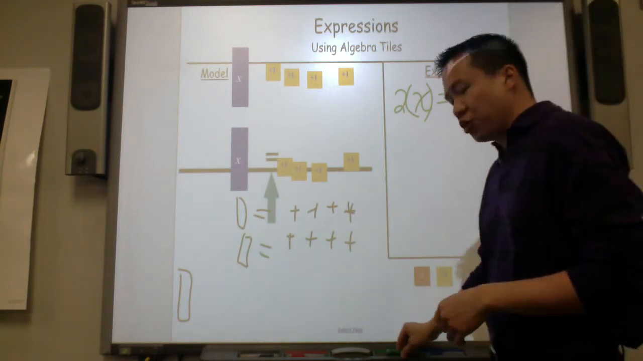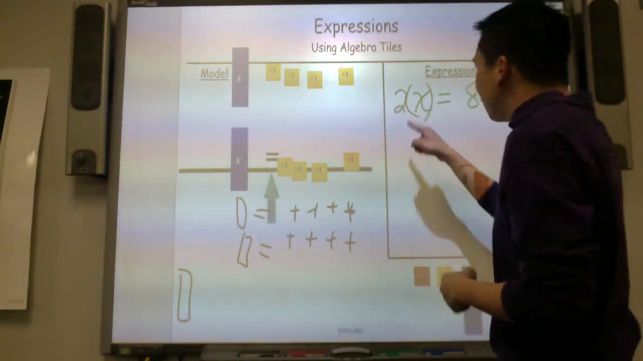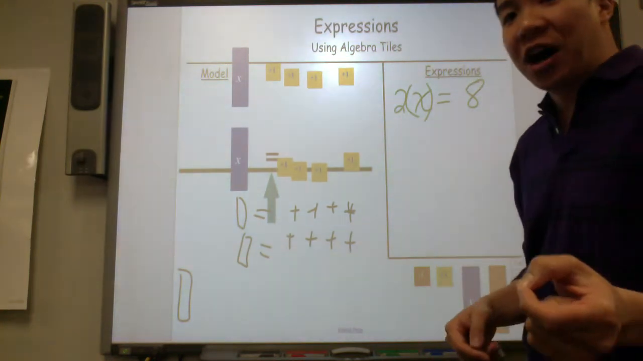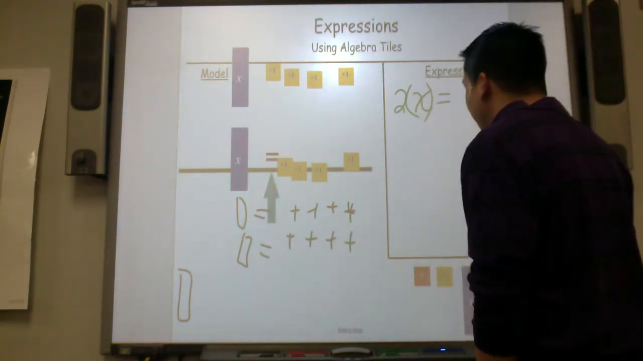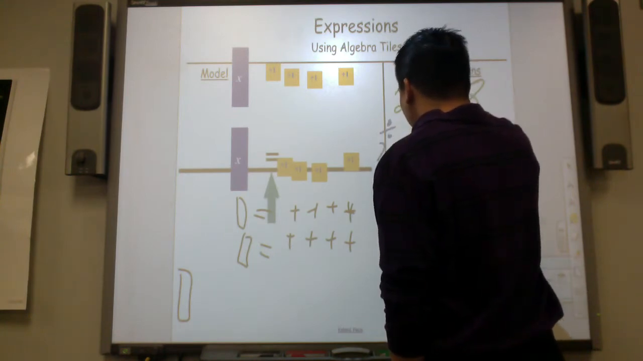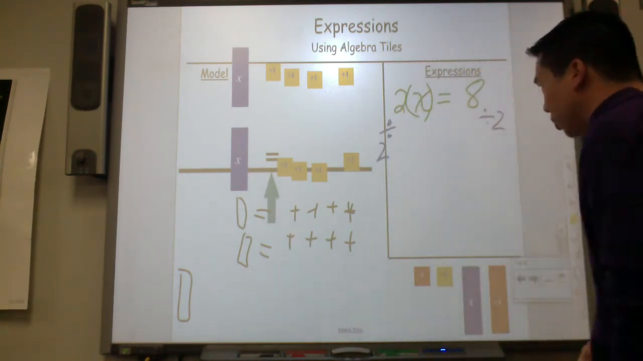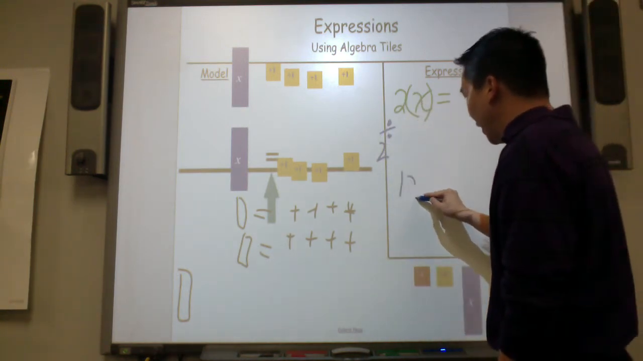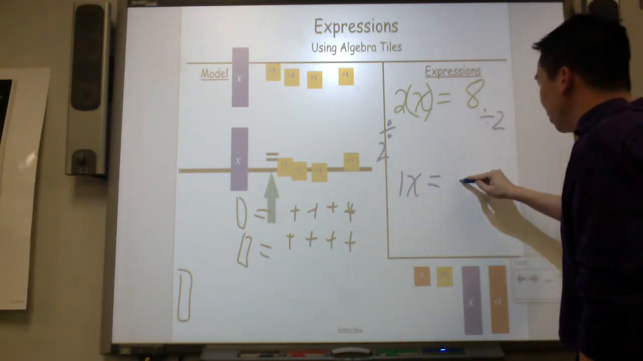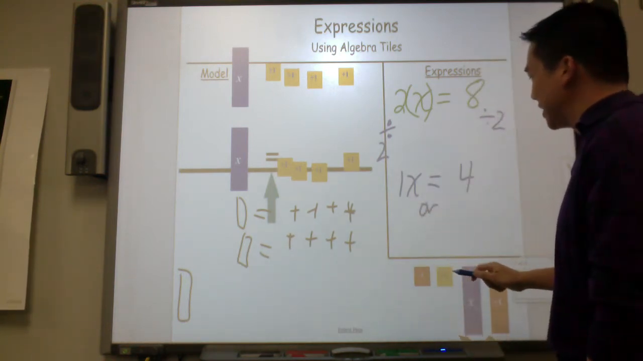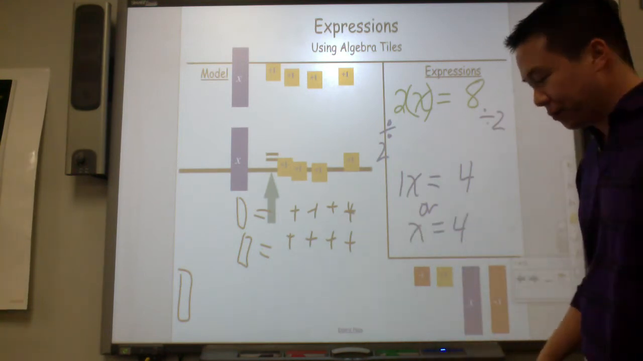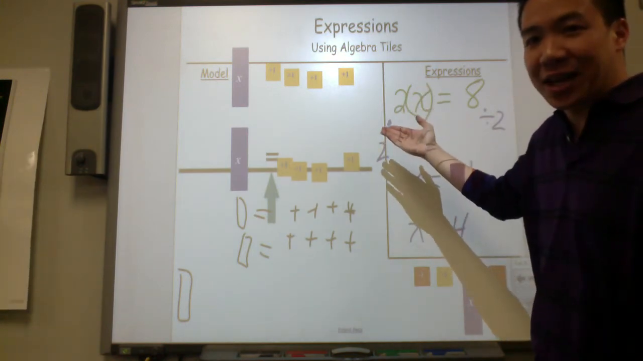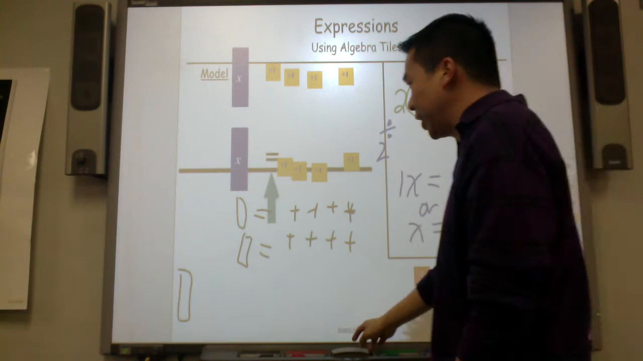So what is the inverse? Yesterday we did the inverse, the opposite. What is the inverse of 2 times x? What's the opposite of 2 times? Divide by 2. So I'm going to divide this by 2, and this by 2. 2 divided by 2 is 1, or 1x. 8 divided by 2 is 4. So 1x is equal to 4, or x equals 4. So what we did is the inverse. What's the opposite or inverse of multiplication? Division.